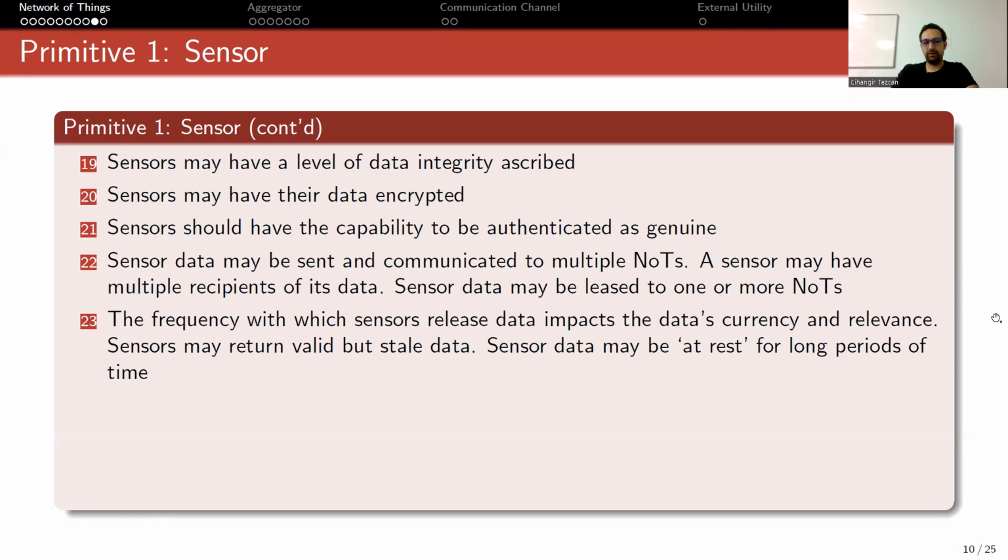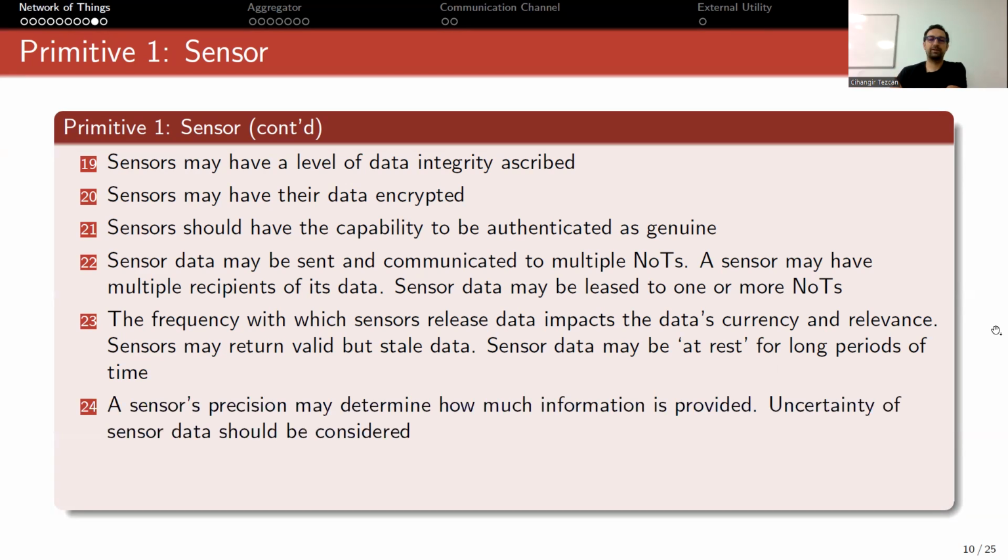Yes, this is important. If you get more data in a time period, you can check its correctness and relevance, but you will be consuming more energy in this case. So you should try to get a sweet spot for that. A sensor's precision may determine how much information is provided. Uncertainty of sensor data should be considered.